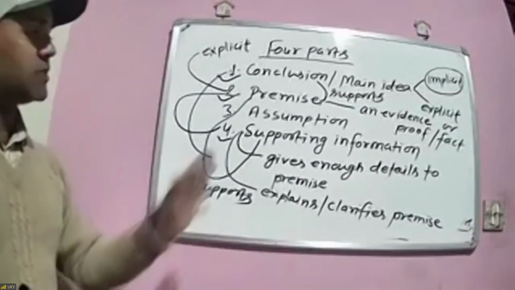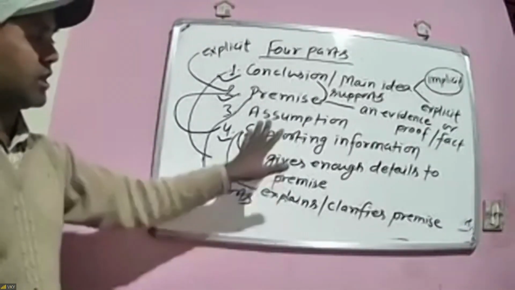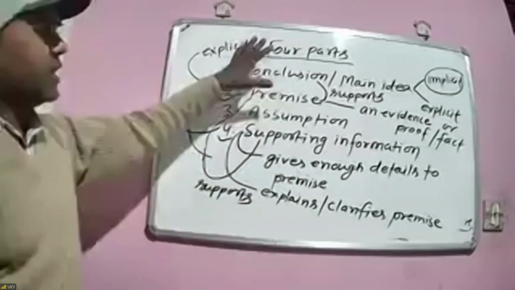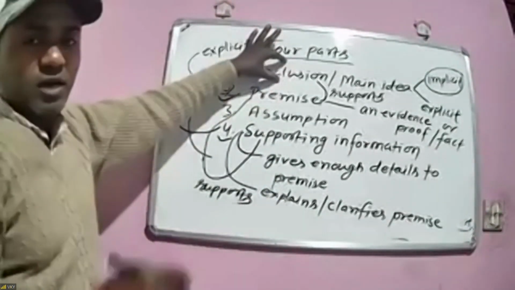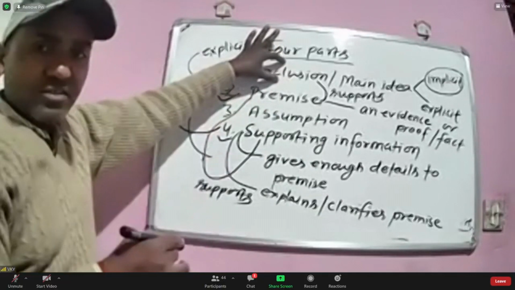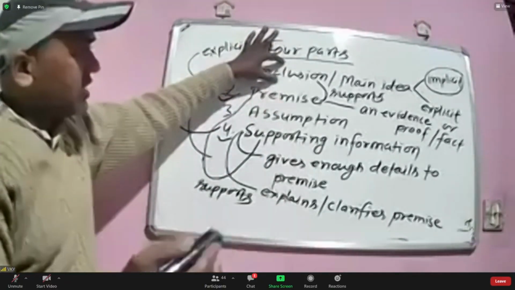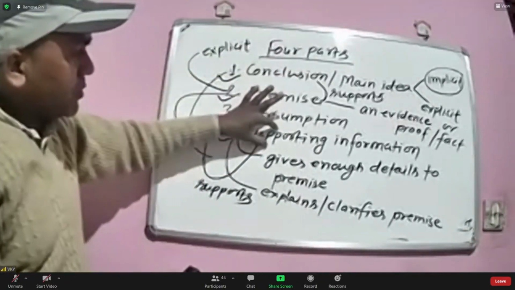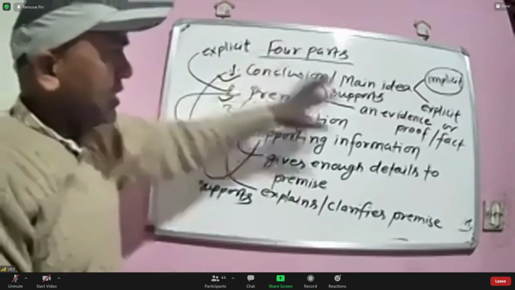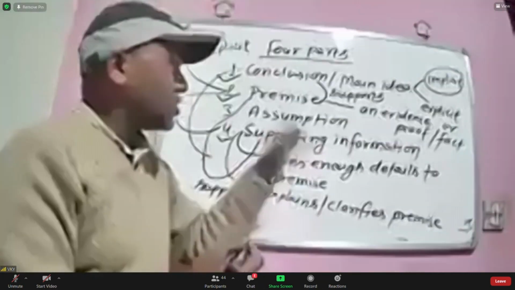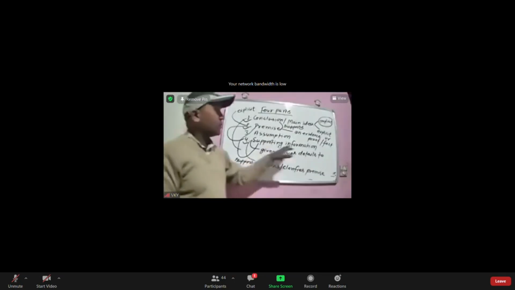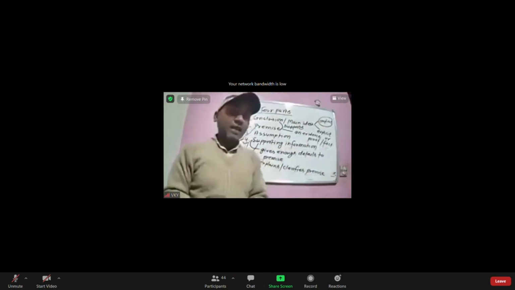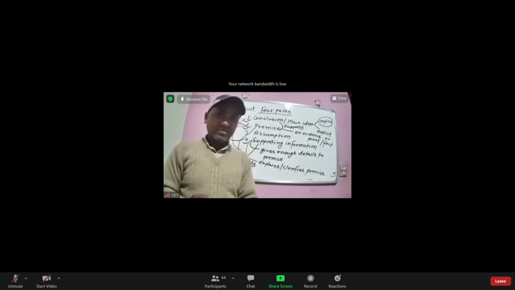Is this much clear to you? Very simple. Conclusion comes from some facts. That fact is the premise. And supporting information is the explanation of premise. Supporting information explains the fact. It is the explanation of the fact, the elaboration of the fact.